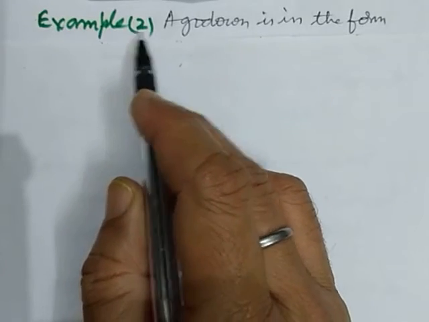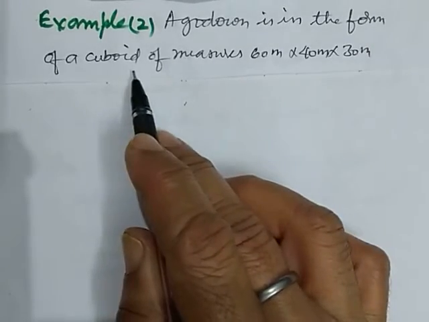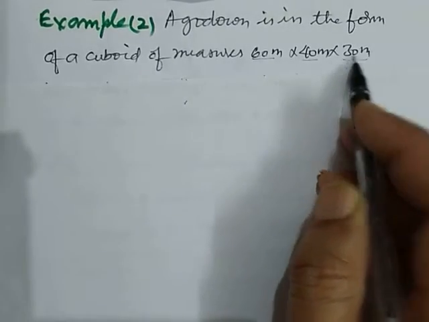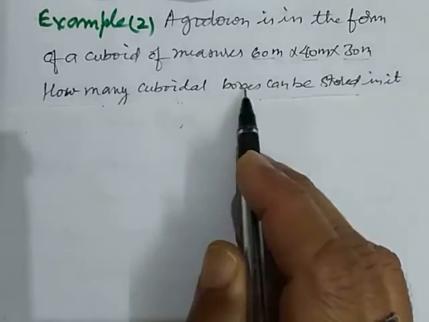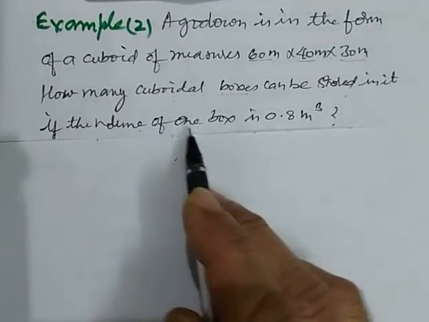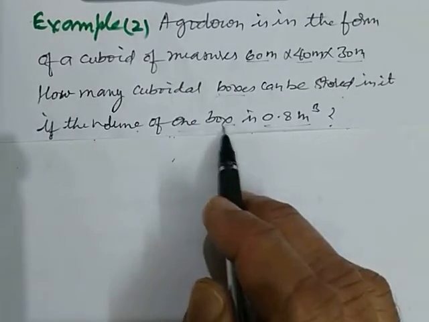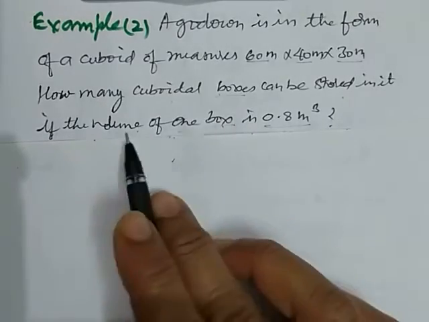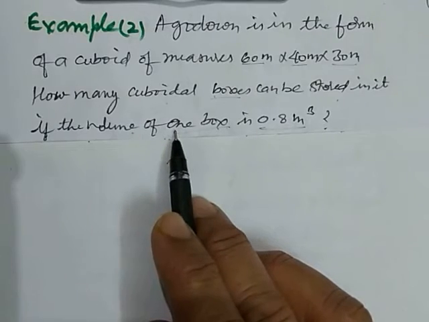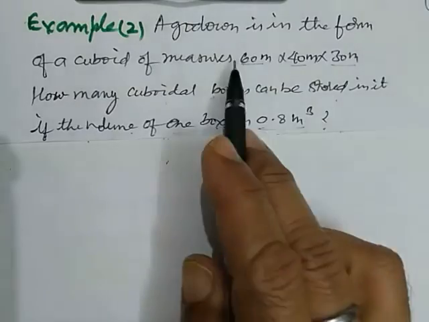Now we take another example. A godown is in the form of a cuboid of measures 60 meter into 40 meter into 30 meter. How many cuboidal boxes can be stored in it? If the volume of one box is 0.8 meter cube, that is, we have provided that one cuboidal box has the volume 0.8 meter cube, and we have to find how many such cuboidal boxes can be stored in this godown.